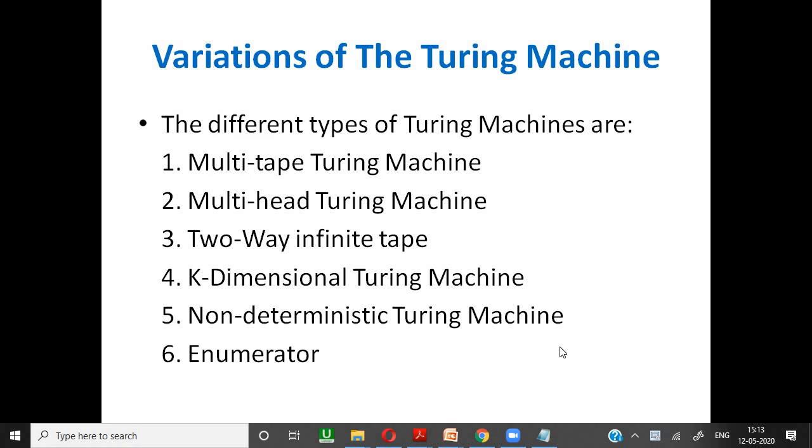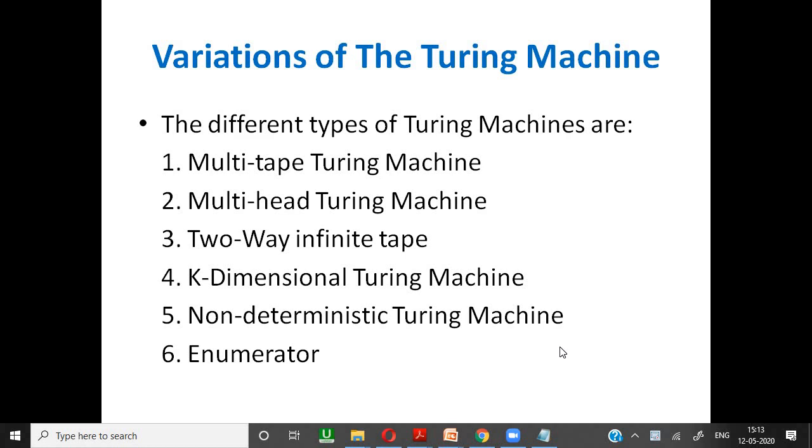So now we'll discuss variations of the Turing machine. Variations of Turing machine are nothing but the types of Turing machine. We have a total of 6 types of Turing machines. The first one is multi-tape Turing machine. Second is multi-head Turing machine. Third is two-way infinite tape. Fourth is k-dimensional Turing machine. Fifth is non-deterministic Turing machine. And sixth is enumerator.